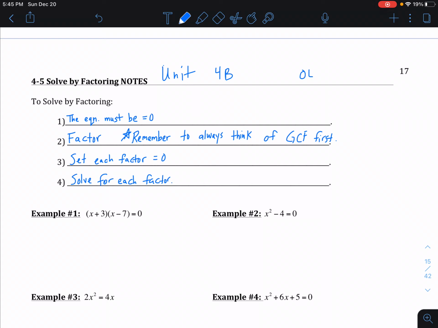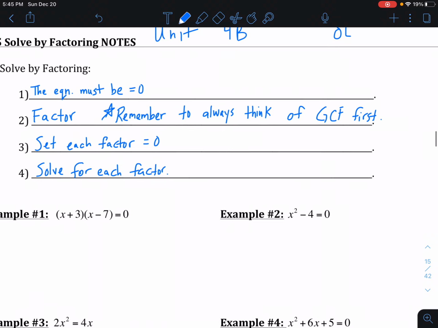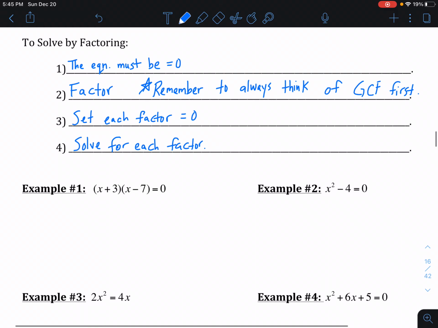I also want to remind you when you're doing the homework for this, if I don't see work, you are not getting credit. You must show work. All right, so here are the steps for solving equations by factoring. We're actually going to be getting answers now because we have equal signs. So pause this and jot down the notes now.